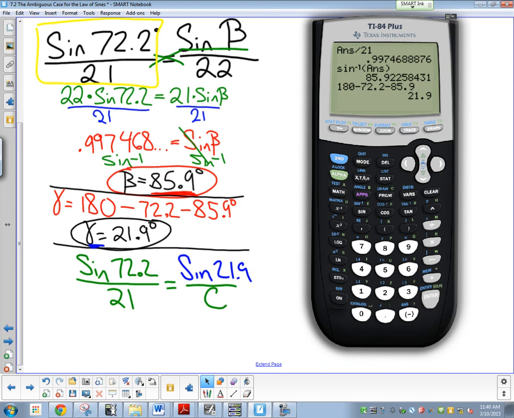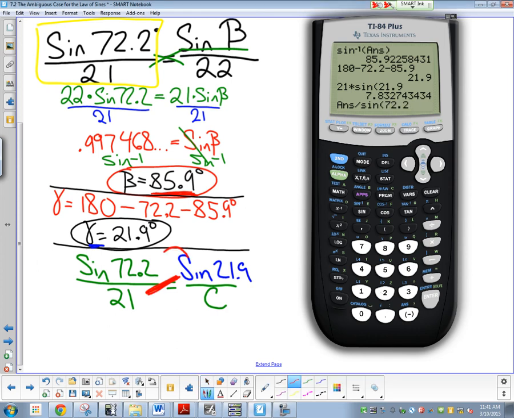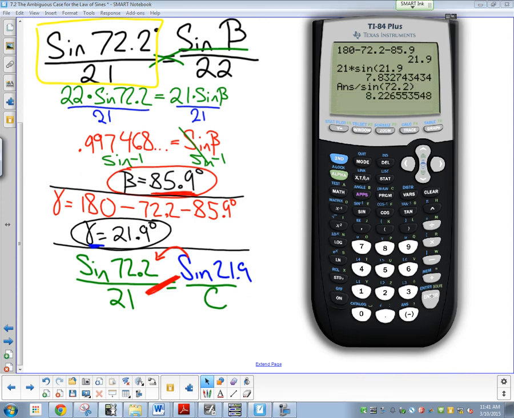How do I solve a proportion? Cross multiply. So again, we're doing this pretty quickly. Take the two that you know. So I'm going to take 21 times the sine of 21.9. And then do what with that? Divide by the one you don't know, sine of 72.2. I take these two, I multiply those two together. I divide by the third one I don't know. Hit enter. I get 8.2265, etc.